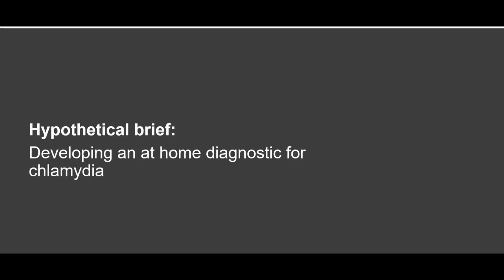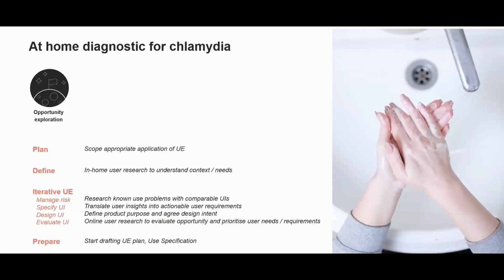So I'd now like to talk you through a hypothetical brief that we've created for this session, and we'd like to try and describe what a usability engineering program might look like if you were to be developing an at-home diagnostic for chlamydia, for example. So I'm now going to talk through the key usability engineering activities and considerations that apply at the different stages of development for this particular brief when designing a diagnostic for chlamydia. So the orange text on each slide links back to the key usability engineering process stages.